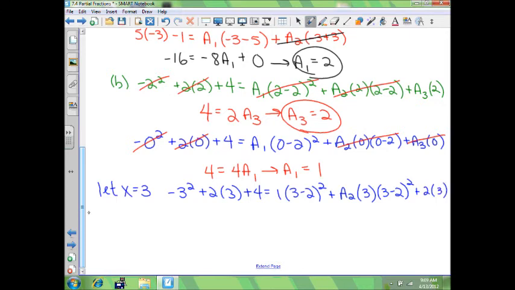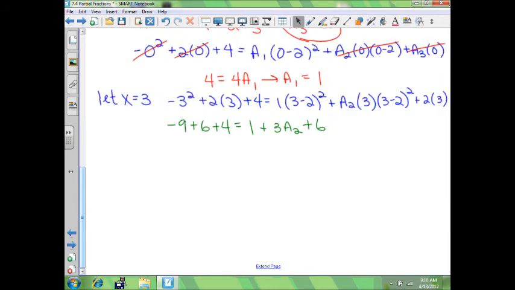Now, nothing's really going to cancel out here, but we will have negative 9 plus 6 plus 4 is equal to 1 times 1 squared, which is 1. 3 minus 2, or 1, squared would be 1 times 3 would be 3a2, plus 6. Now, doing a little more simplifying here, negative 9 plus 10 is 1 equals 7 plus 3a2. That means 3a2 will equal negative 6. a2 will equal negative 2.